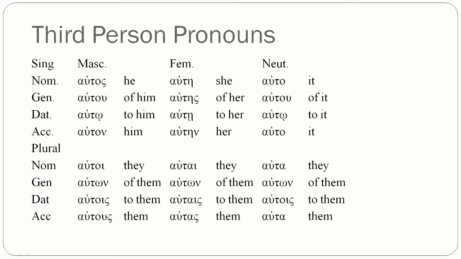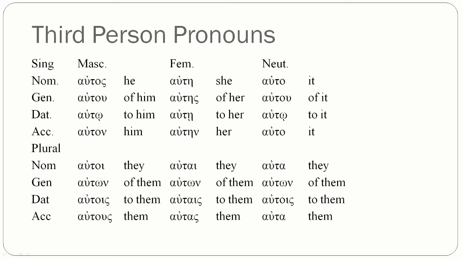I ran out of room there. I couldn't put his, but his would be fine. Dative singular, auto, omega with an iota subscript. Please note the iota subscript there. Don't forget to put that one on there when it's called for. Dative singular, to him. And accusative singular, auton, him.